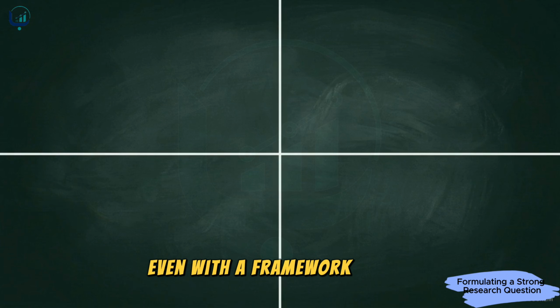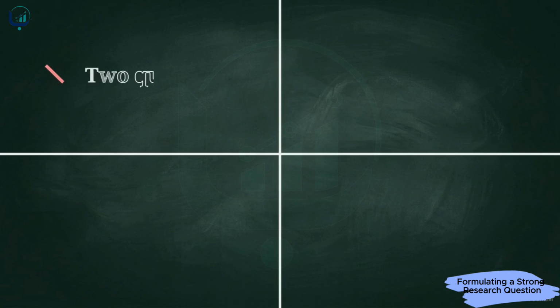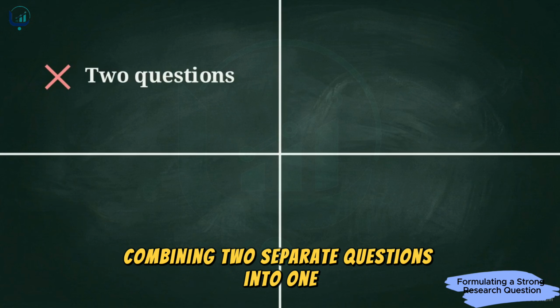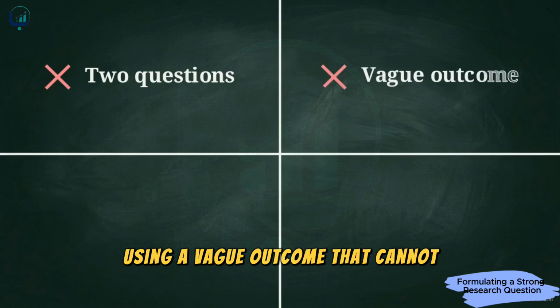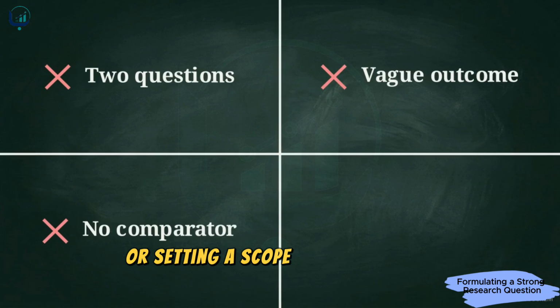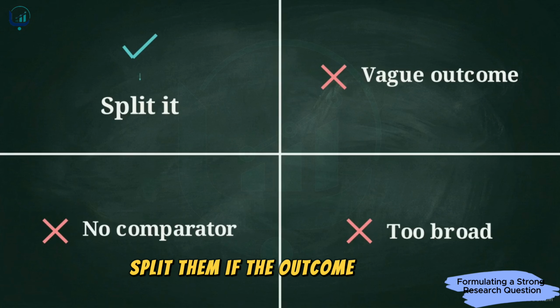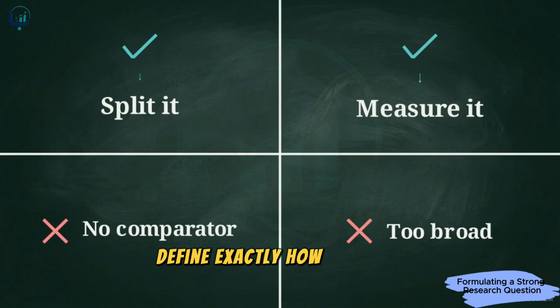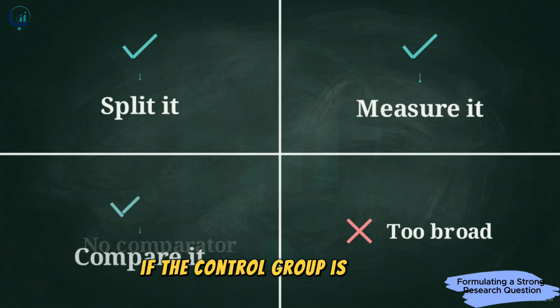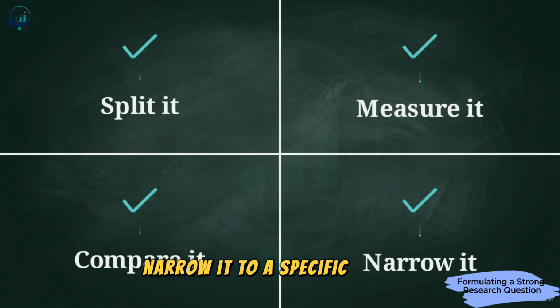Even with a framework, review committees frequently see 4 fatal structural mistakes: combining 2 separate questions into one, using a vague outcome that cannot be measured, missing a necessary comparator, or setting a scope that is far too broad. You can apply direct methodological fixes to each of these. If you have 2 questions, split them. If the outcome is vague, define exactly how you will measure it. If the control group is missing, compare it. If the scope is impossible, narrow it to a specific setting.